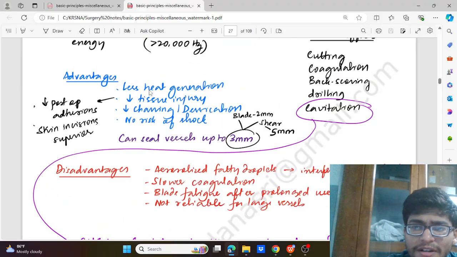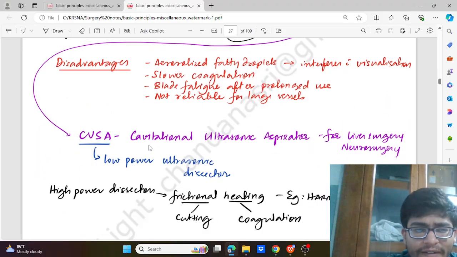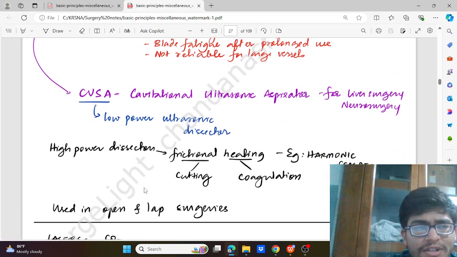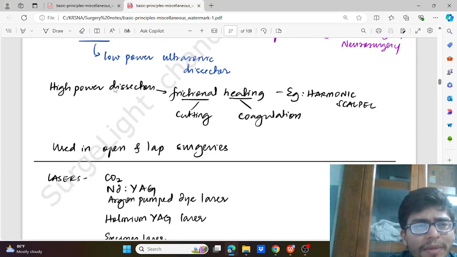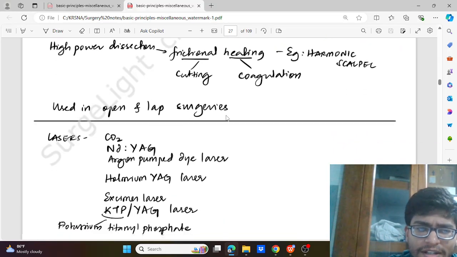Then for cavitational ultrasound, we have a special one, that is CUSA, the cavitational ultrasonic aspirator, for liver surgery and neurosurgery. Here it uses a low power ultrasonic dissector for the purpose. Then high power dissection, that is frictional heating. It can cause cutting and coagulation, that is the harmonic scalpel. It is used in both open and lap surgery. So high power dissection through the harmonic scalpel through frictional heating, causing cutting and coagulation.